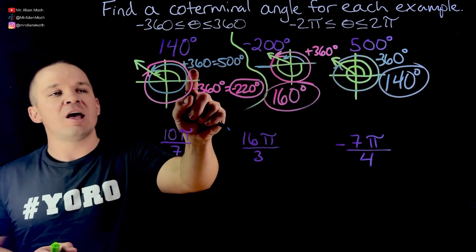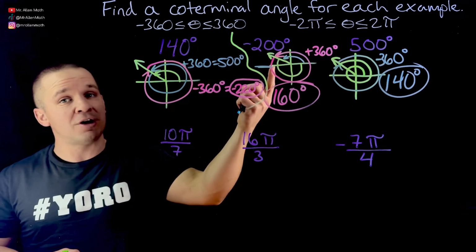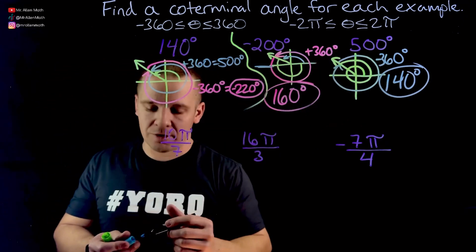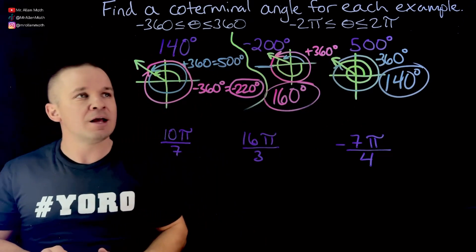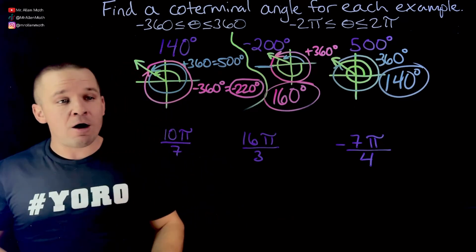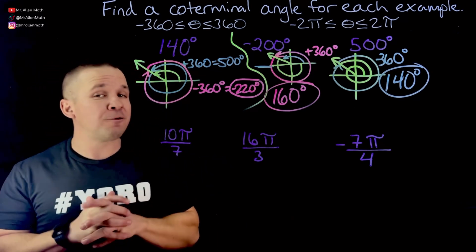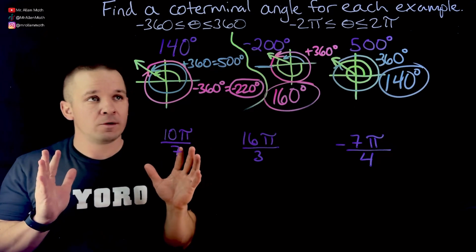I said earlier, if I add 360, I'd get 500. It's coterminal, but not within the restrictions. Subtract 360. Boom. We're back to 140. Nice. So there's degrees. Now radians. Oh boy, everybody freaks out with radians, man. Okay.